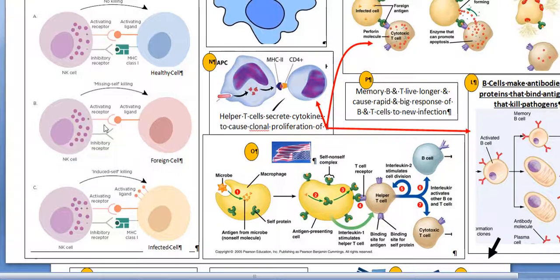Foreign cell. And then if you have a human cell that's infected, it's going to have that major histocompatibility complex type 1. But when it's infected, infected cells present far more activating ligand. So you get a whole bunch of these suicide by cop signals. The natural killer says, okay, you're infected, we've got to get rid of you, and it'll kill it.